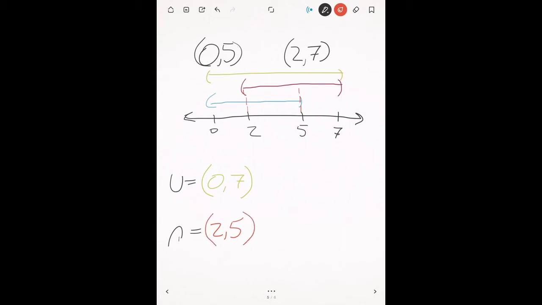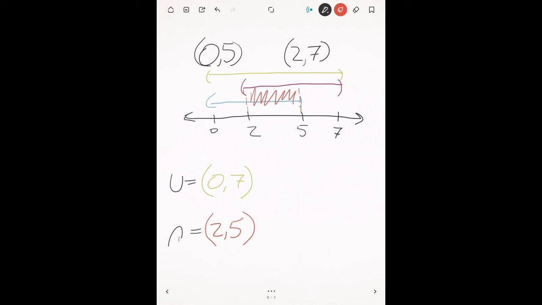The reason being, union had a very loose definition. The element had to be in either of the sets. The intersection says you have to have the element in both sets. To be in the intersection, the number 2 has to be in both sets. It's not in this purple set. And 5 is not in this blue set. So we're not going to include them in the intersection. Everything in between, all the numbers in between, 3, 4, 3.5, 4.1, 2.7, whatever, all those numbers are in the intersection, just not 2 and 5.